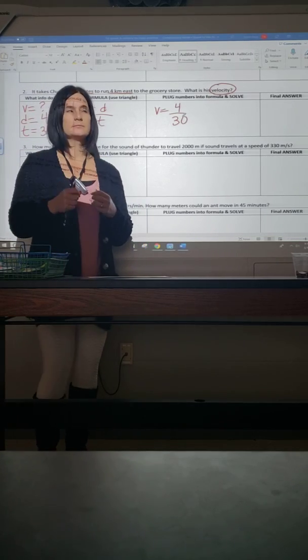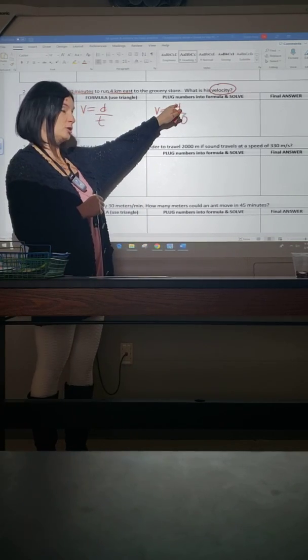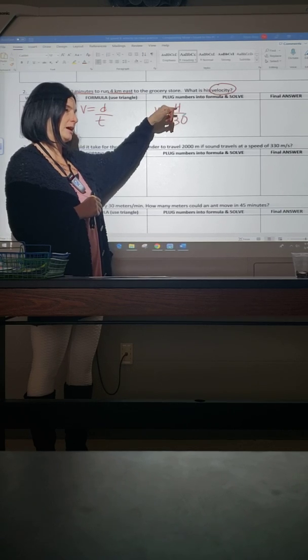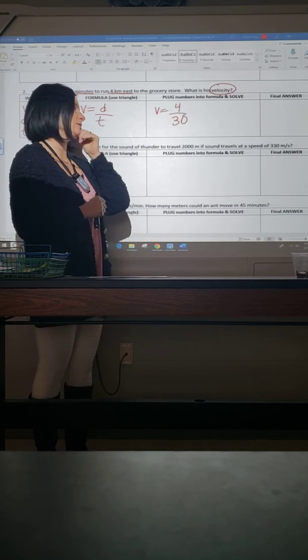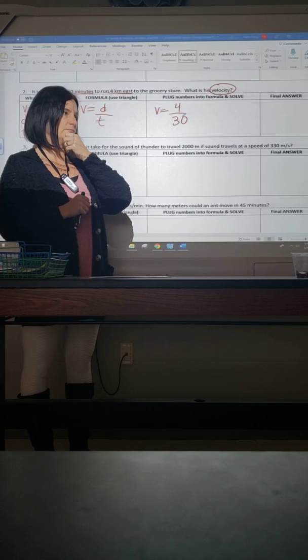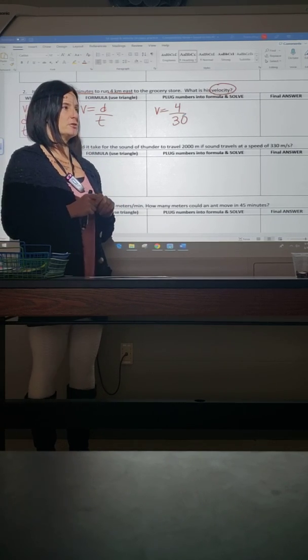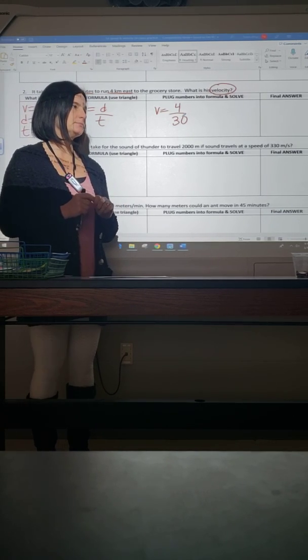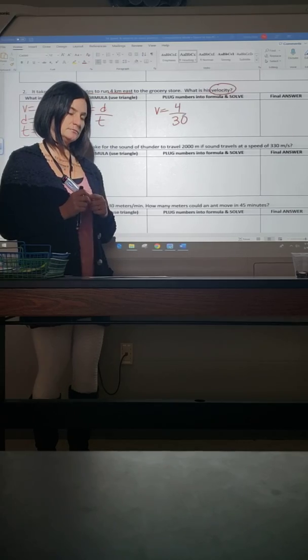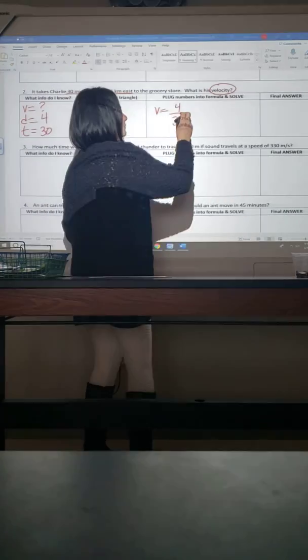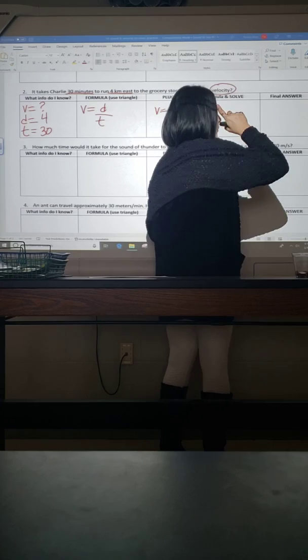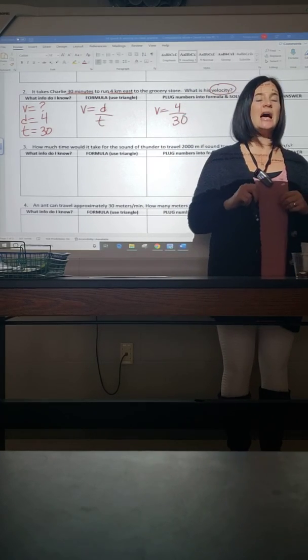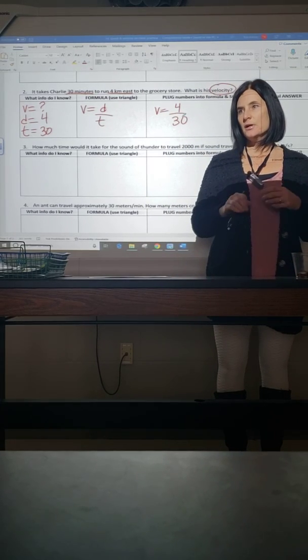How do you plug this in calculator form? You put your top number in first, and you hit the divide symbol, and then you hit 30. So always put your top number in first. I don't know if I got the right answer, but it says 0.133333 repeating.